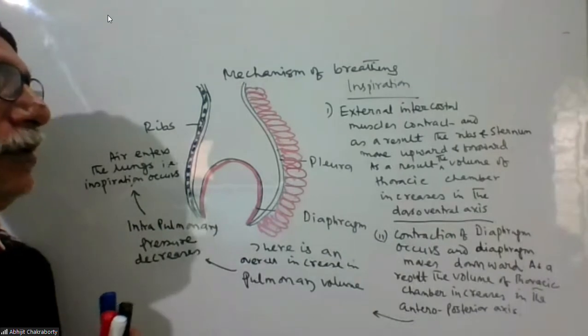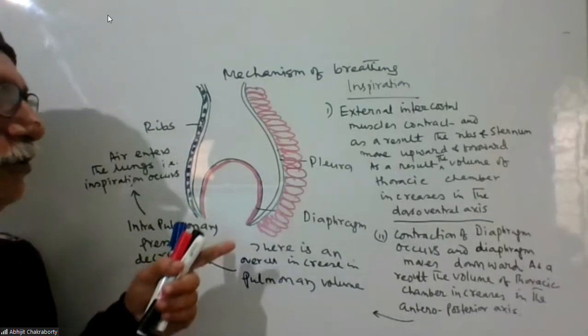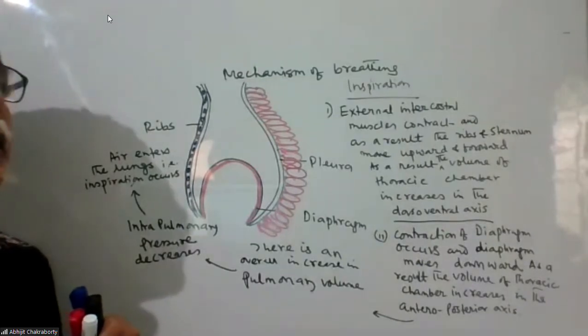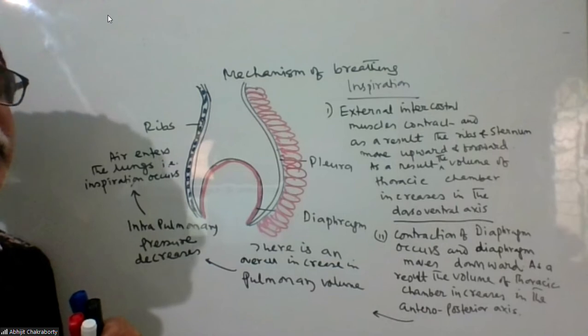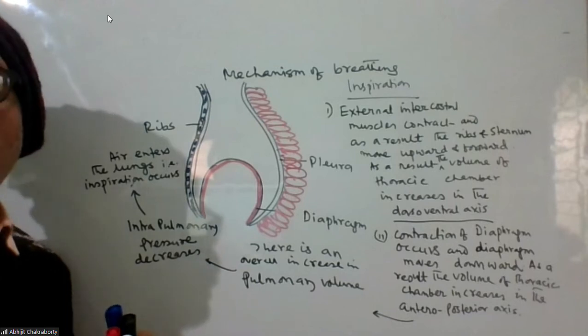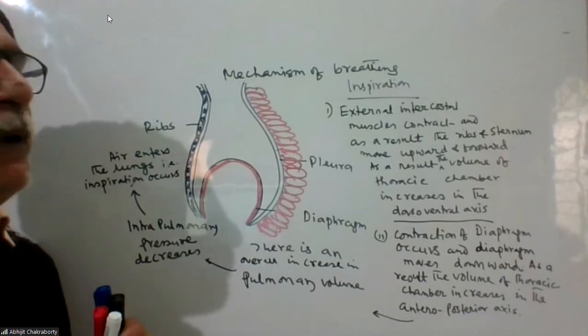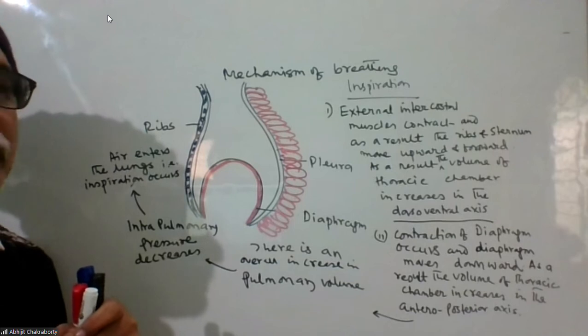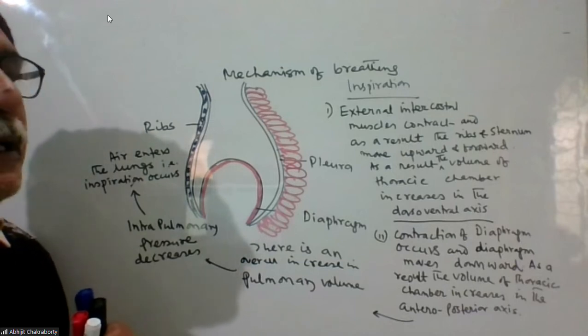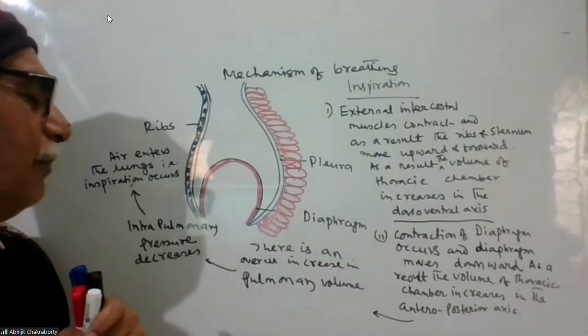But I'm not giving you the diagram now. The statement you need to go through, what is written, is most important. Due to the contraction of external intercostal muscles, ribs and sternum move upward and forward, so that the volume of the thoracic chamber increases in the dorsoventral axis. Similarly, whenever contraction of the diaphragm muscles occurs, the diaphragm moves downwards, and as a result the volume of the thoracic chamber increases in the anteroposterior axis. Due to this, there is an overall increase of pulmonary volume.